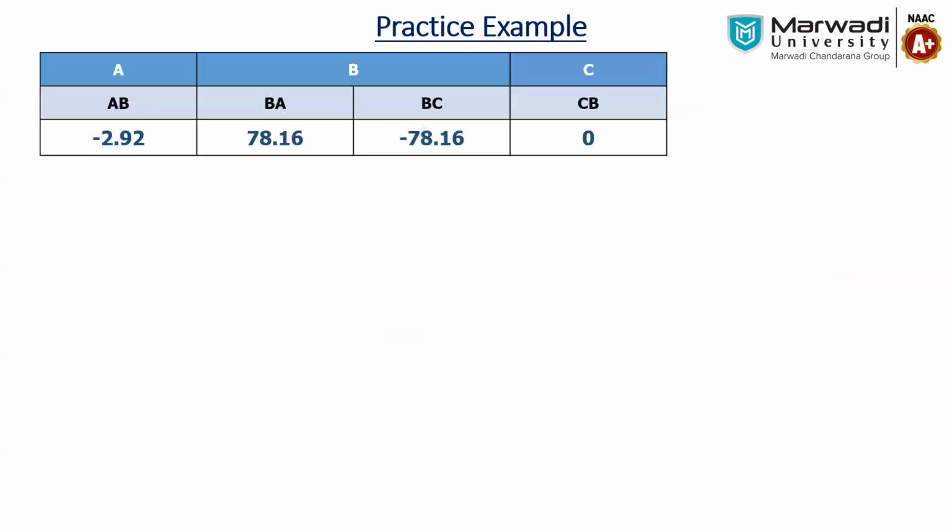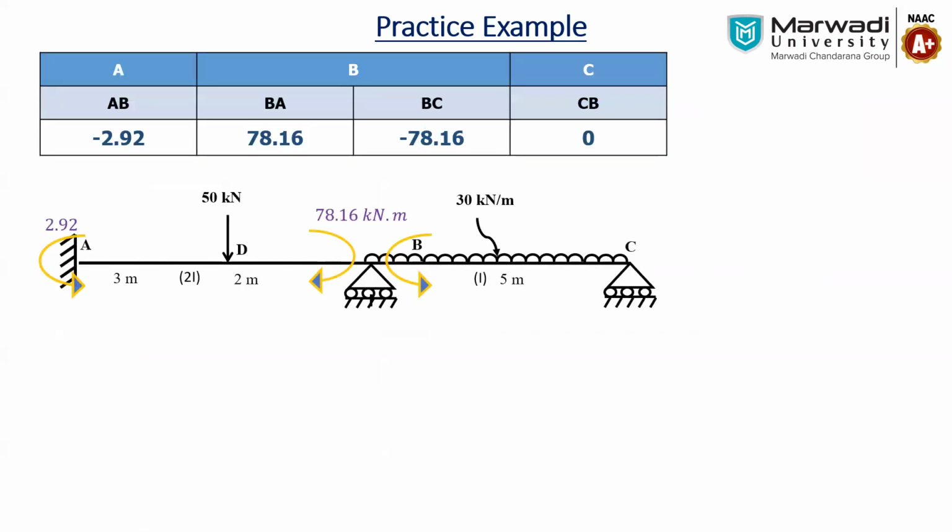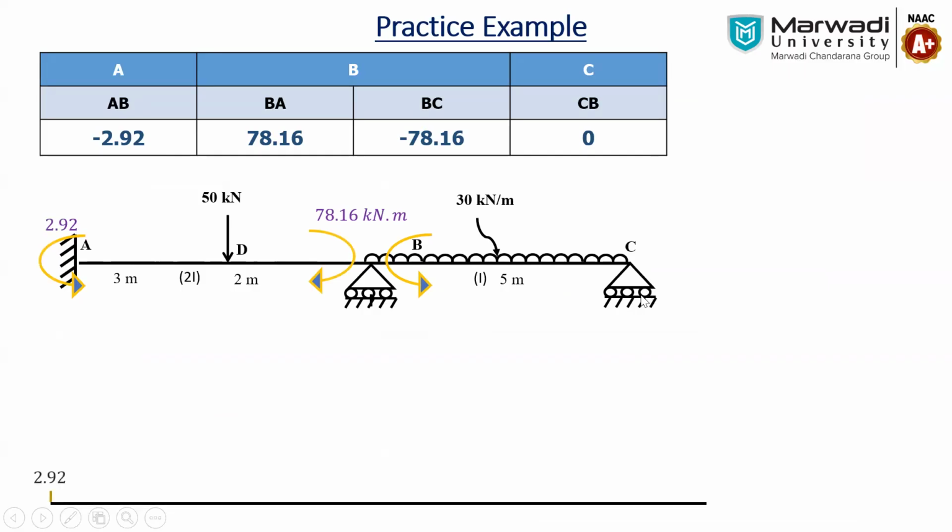Now let's come to the diagram part. According to the sign of the value, we put the moments: first minus 2.92, which is anti-clockwise; 78.16 clockwise; minus 78.16 anti-clockwise; and last is 0. As all the moments are hogging only, we have to put all as minus and connect the lines. So this is the bending moment diagram due to the support moment.